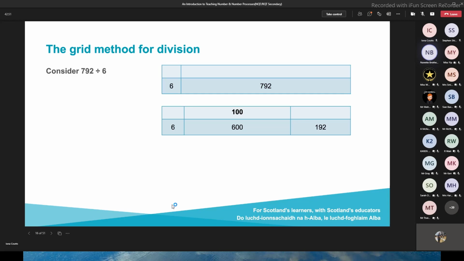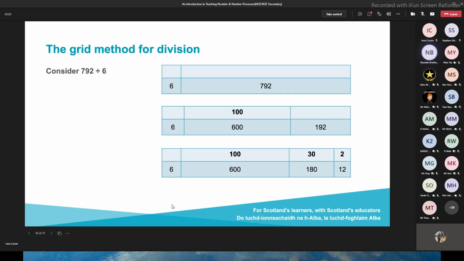We don't just have a remainder of 1 as we would have had using that standard method. We have 192 left. So then we ask, how many 60s are there in 192? And the answer is 3. So using up a further 180. And that gives us the next part of the quotient being 30, or a 3 in the tens column. We've then got 12 left, which divides by 6 to get 2. So the quotient is 132. And the process mirrors exactly the division algorithm and gives the opportunity for a visual representation of an abstract process.